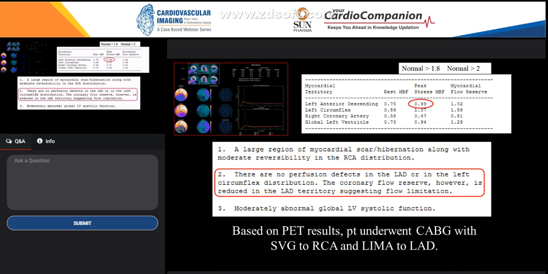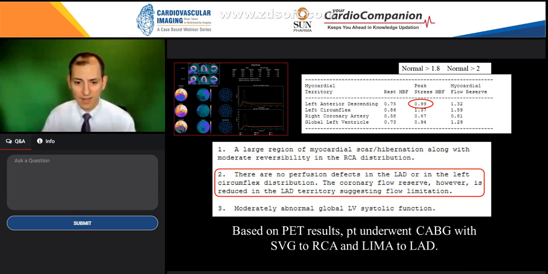Based on this, when this study was reported, and on this slide I'm actually showing you the report that we put together, we wrote that there are no perfusion defects in the LAD or the left circumflex, but the flow reserve is reduced, suggesting flow limitation. And based on these results, this patient underwent CABG, including a vein graft to the RCA, and remember I showed you severe ischemia on the RCA, but also a LIMA to the LAD.